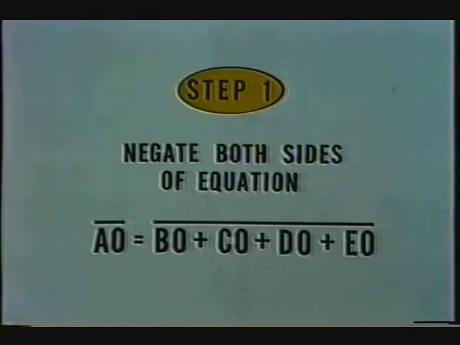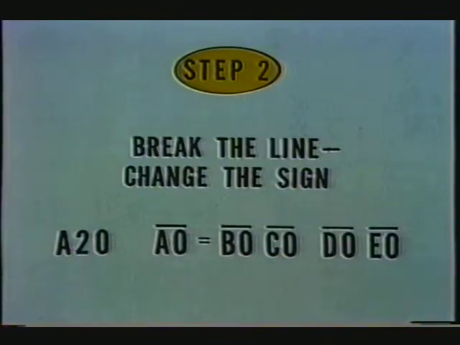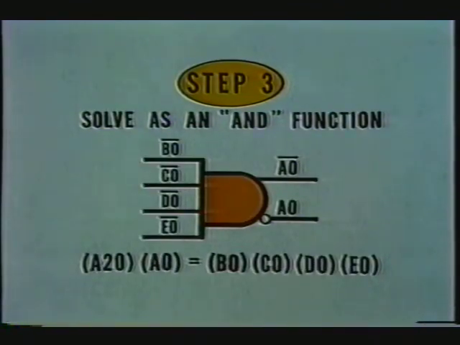Step 1 of De Morgan's theorem says that both sides of the equation should be negated. This would produce not A0 equals not of (B0 or C0 or D0 or E0). Step 2 says that we can break the line in the second half of the equation if we change the sign. That operation would produce not A0 equals not B0 and not C0 and not D0 and not E0, which can now be solved using an AND gate. This is shown in step 3.